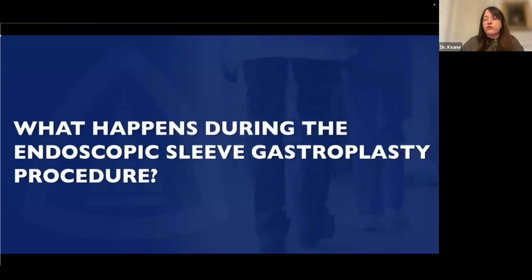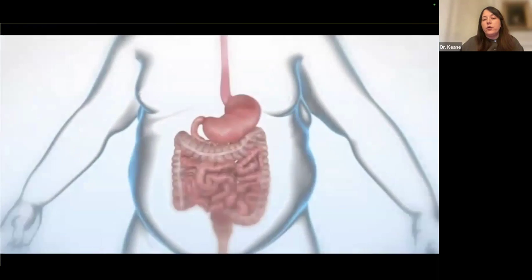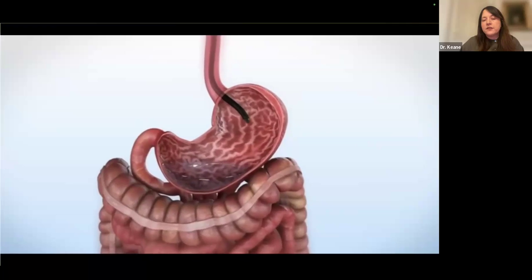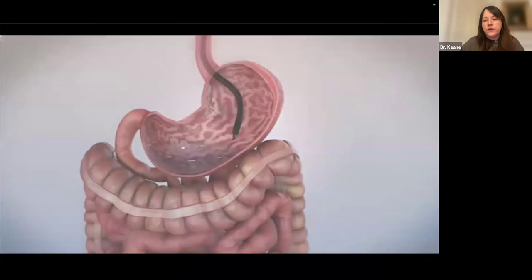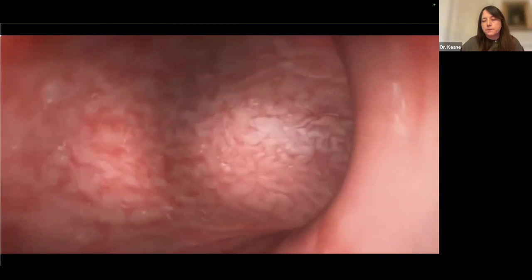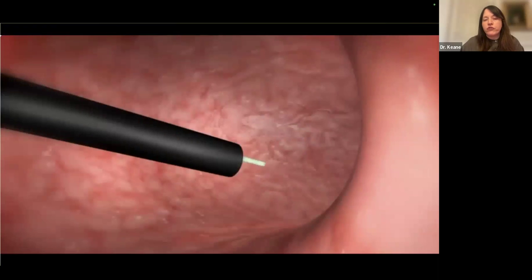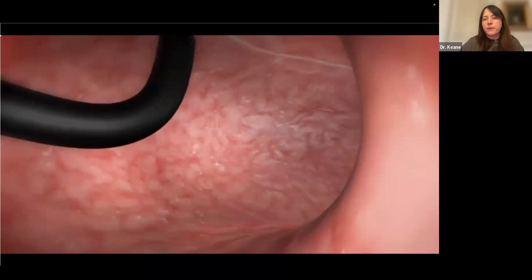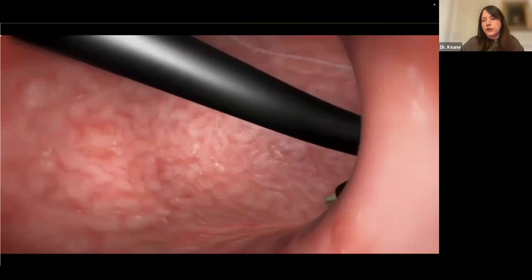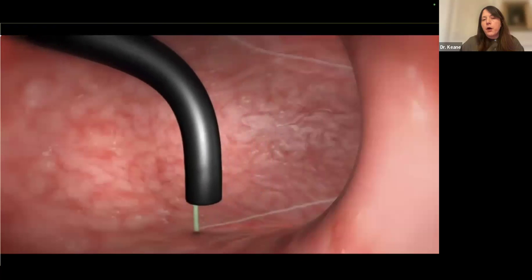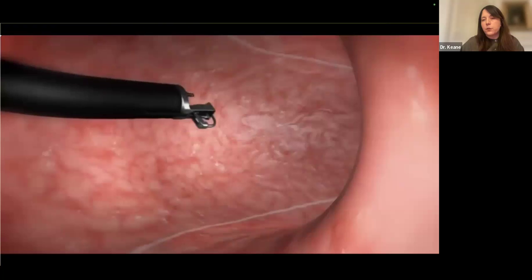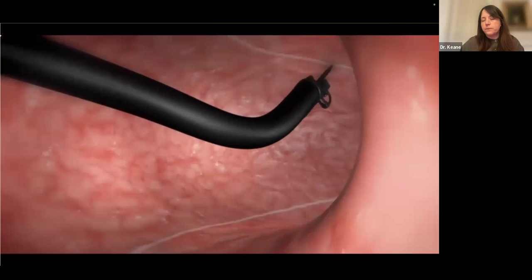This is our video that describes the ESG procedure, and you can watch it again on our website. So this is how we do the procedure. We place the device that you've just seen me load down into the patient's stomach. I check, first of all, just like with the balloon, that there are no contraindications to the procedure, no significant inflammation, large hiatal hernias. Then we mark the anterior and posterior walls of the stomach, and this guides us to where we're going to place the sutures.